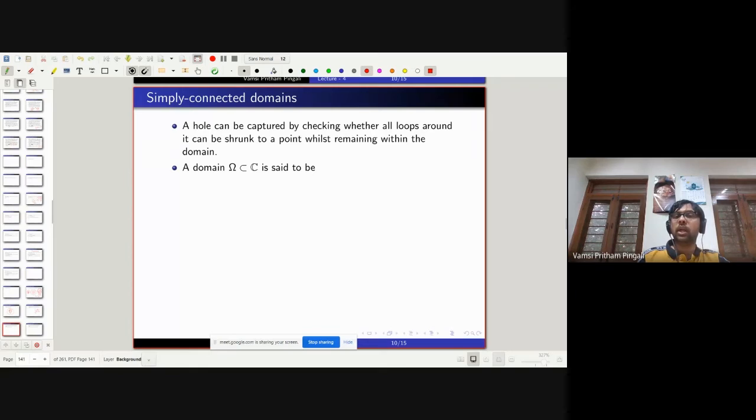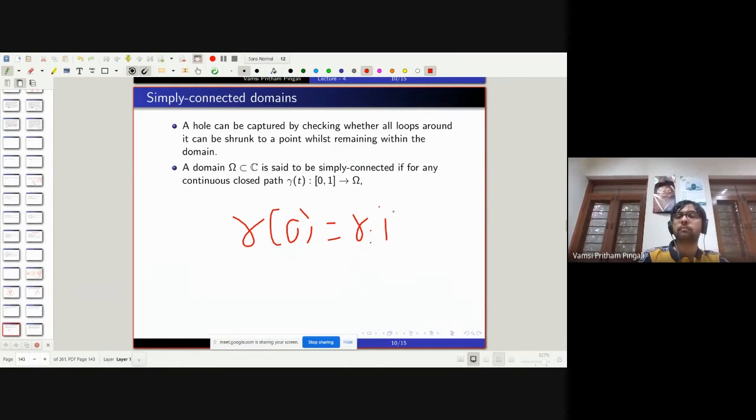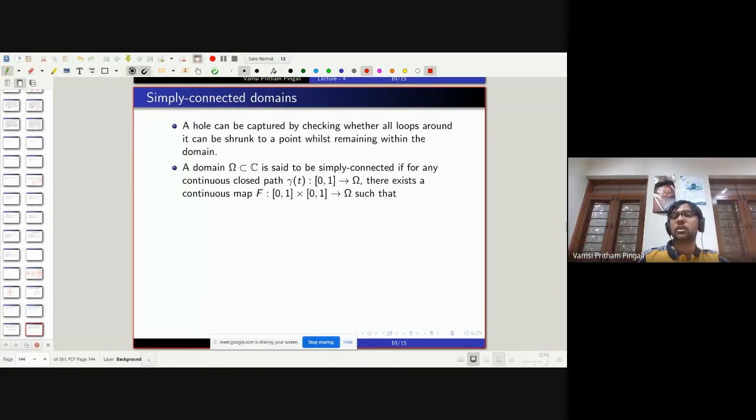A domain omega in the complex plane is said to be simply connected if for any continuous closed path from 0, 1 to omega, what is a closed path? Gamma of 0 equals gamma of 1. There exists a continuous map. It can be shrunk to a point.